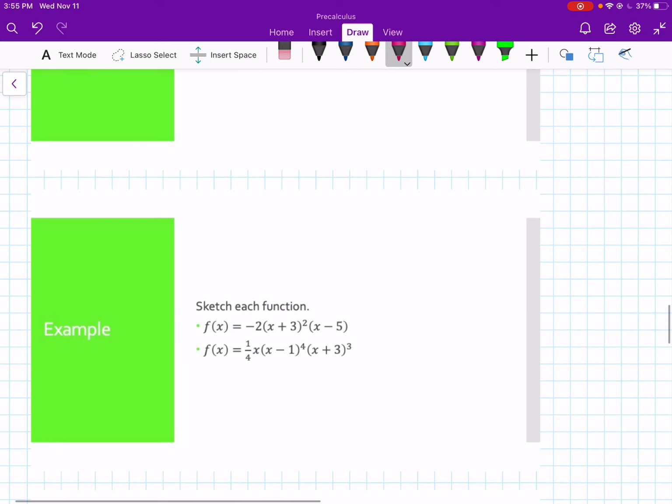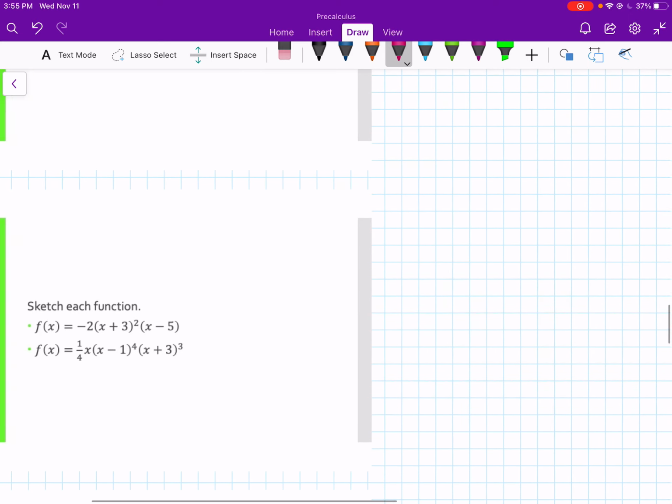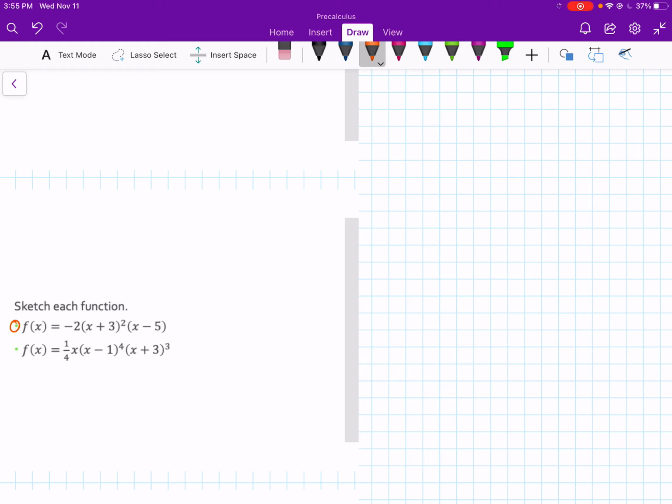So let's look at this first function over here. f of x equals -2 times (x plus 3) squared times (x minus 5). So the first thing, I'm going to find my zeros by setting the parentheses equal to 0. So this gives me x plus 3 equals 0, so x equals -3. That happens twice, so that's a double root. And this gives me x equals 5.